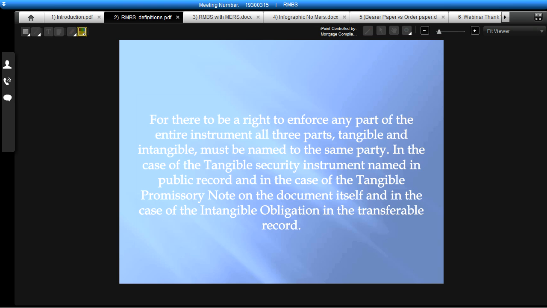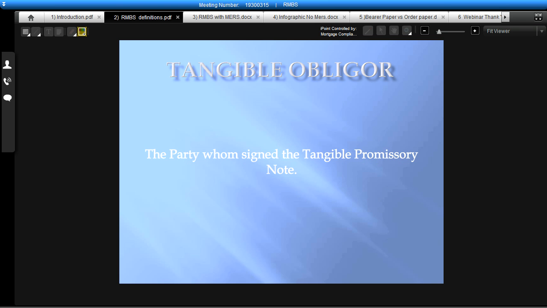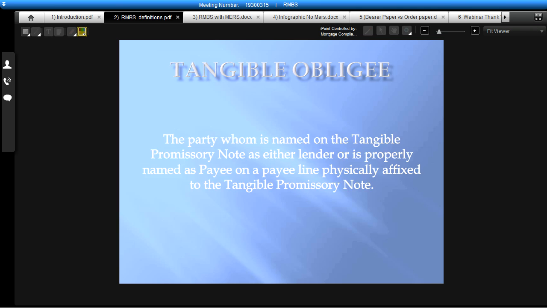Tangible obligor. This is a party whom signs the tangible promissory note. Tangible obligee. This is the party whom is named on the tangible promissory note as either lender or is properly named as payee on a payee line, physically affixed. Again, physically affixed to the tangible promissory note.